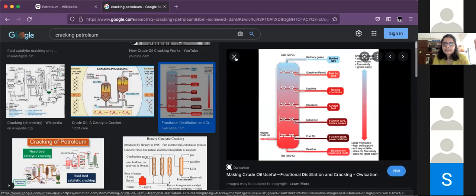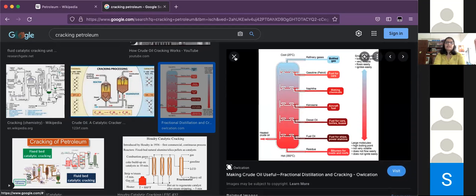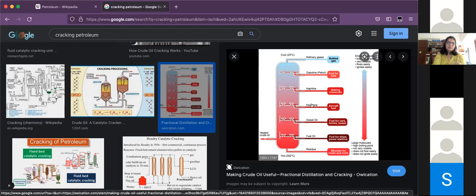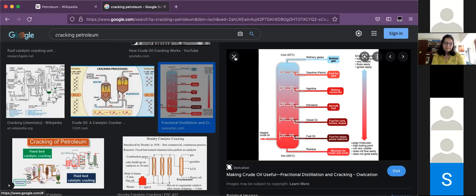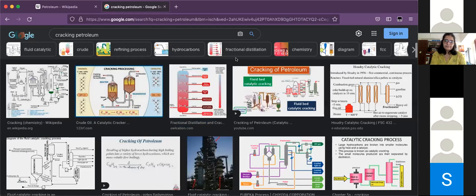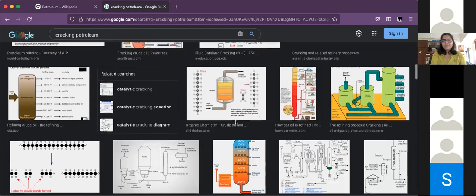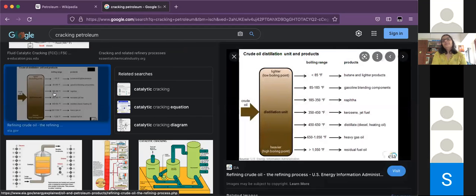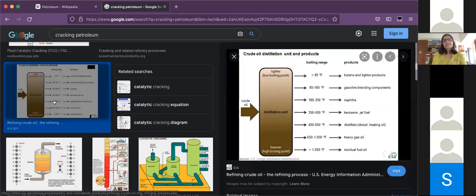This is how cracking works, that's the whole thing about cracking. You send in crude oil consisting of really large alkanes. They break apart and then you get the different components by fractional distillation. Cracking of petroleum, another term you might have used in the same context is fracking. I think that's what it is.